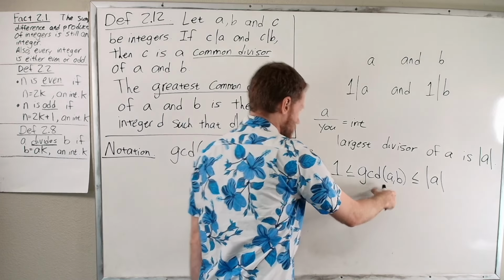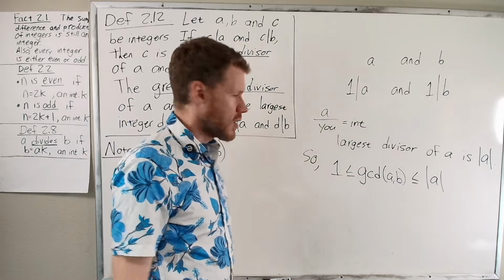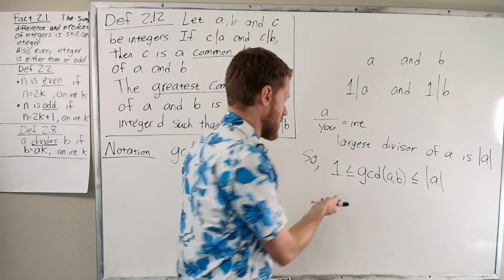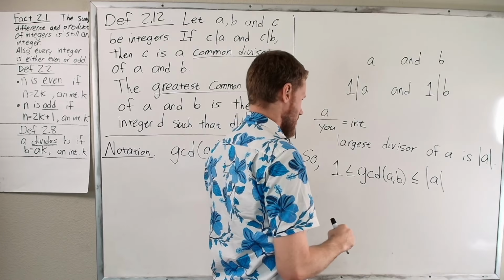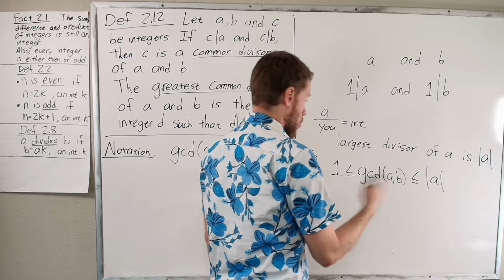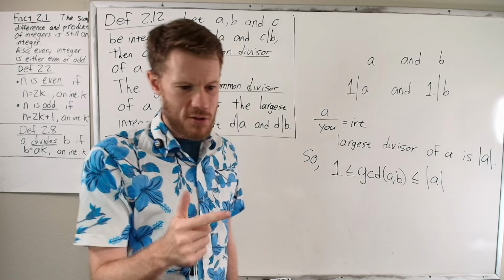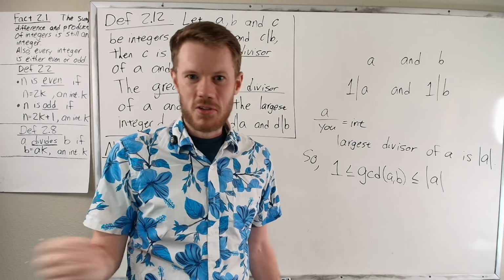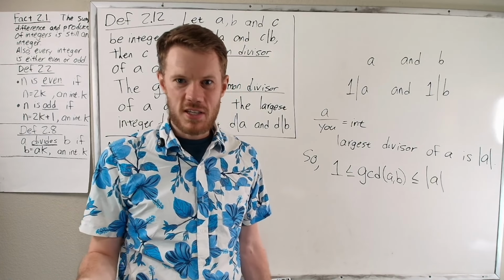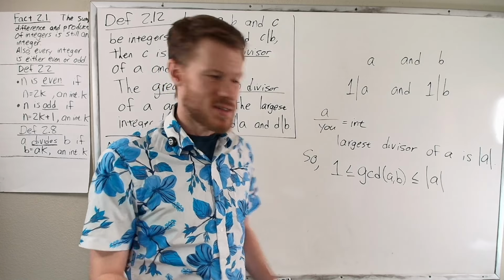Remember, the GCD is an integer. So there are only finitely many options for what the GCD could be. If A is 8, or -8, same thing, the GCD would be either 1, 2, 3, 4, 5, 6, 7, or 8. Those are the only options. So yes, there's always going to be a greatest among a finite number of options.